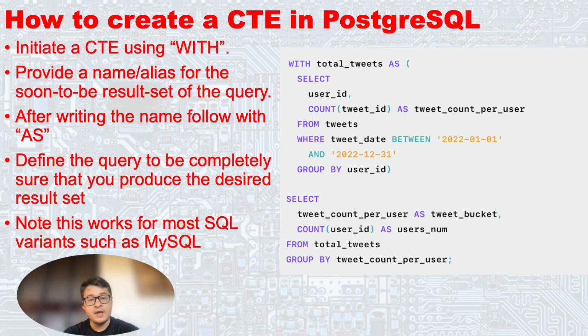You notice that you have with total twits as an open bracket, and within it you have the subquery, or in reality the query, okay? It is sort of like a subquery, but you have it in a block before the main query to make the code more readable and neat.